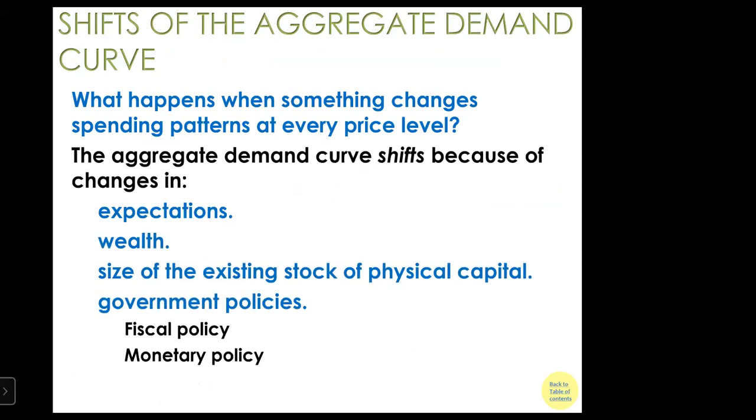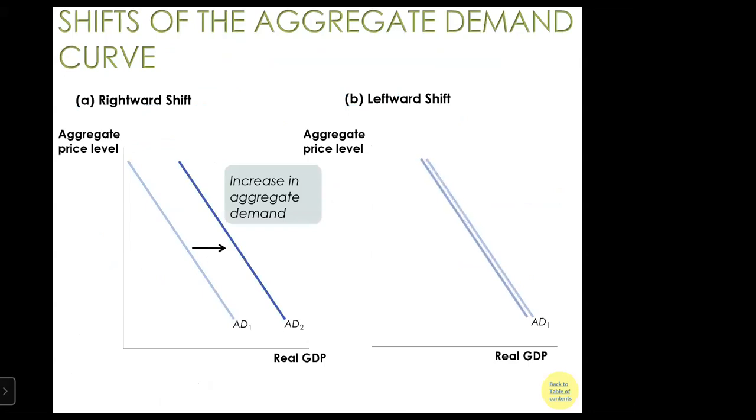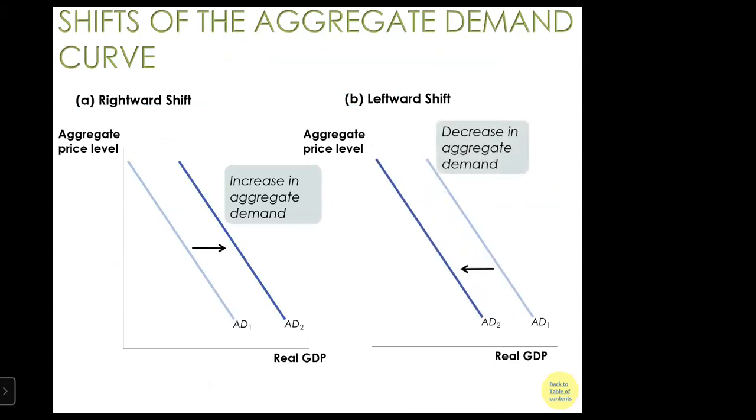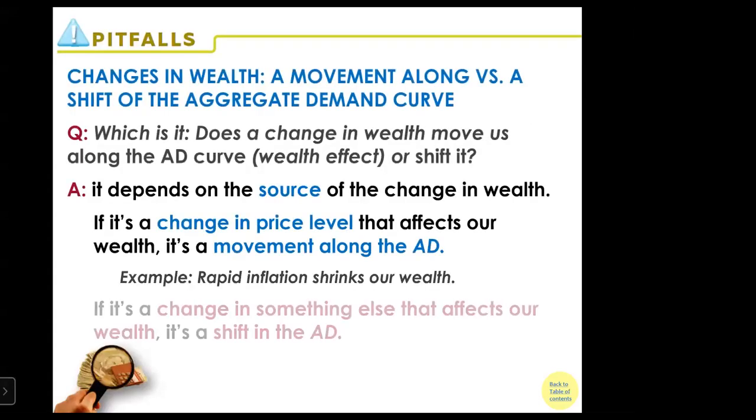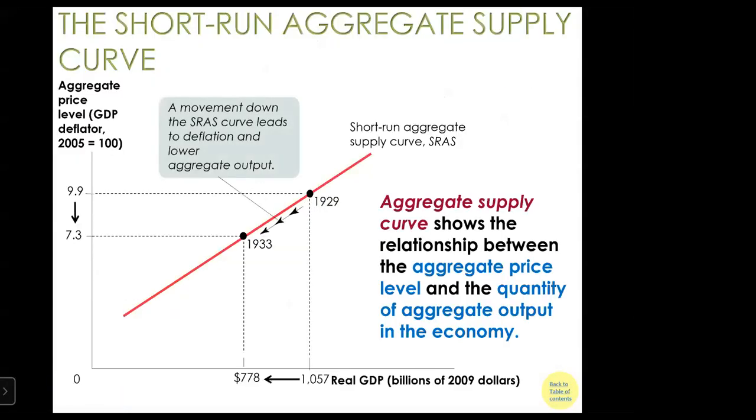We also talked about two important things. Number one, we differentiate between a move along the aggregate demand curve versus a shift of the aggregate demand curve. And number two, we talk about the factors that can cause the aggregate demand curve to shift, either to the left or to the right. To the right means there's an increase; to the left means there's a decrease. What can cause the shift? Including expectations, or maybe government policy.